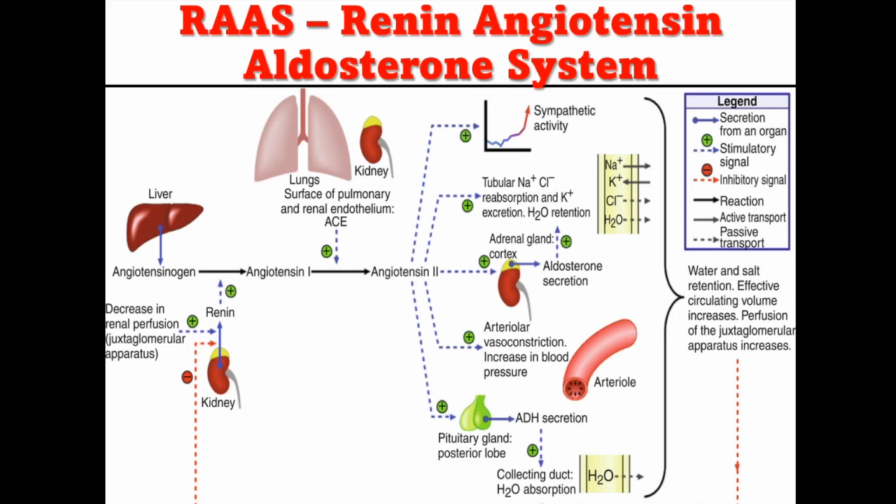If there is a question, write a short answer question on the renin, angiotensin, aldosterone system. If you can put it exactly like this in point form without the pictures, no need to draw the pictures. If you can put it in this mind map, you will get full marks for sure.